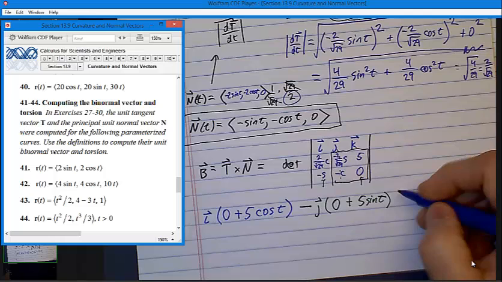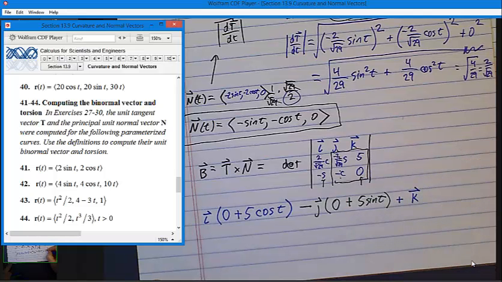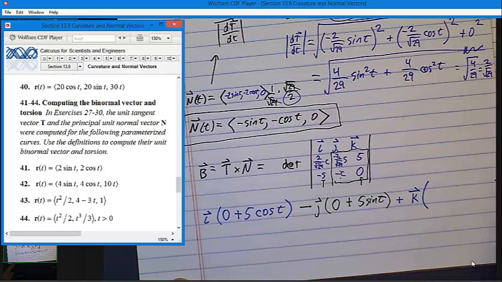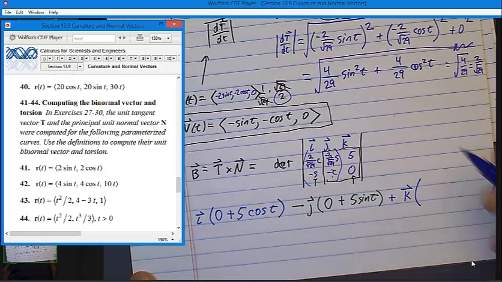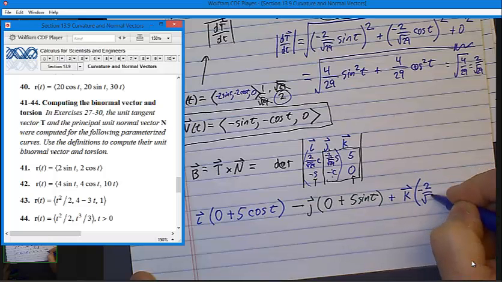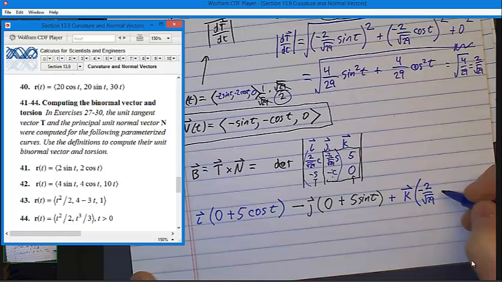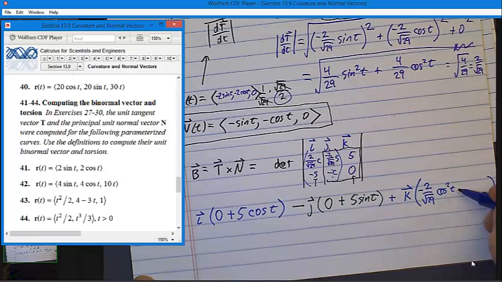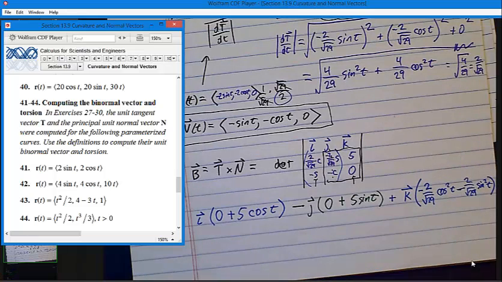And then we get a plus vector k times what? Well, here I have a little more work to do because I'm looking at this first submatrix here with the parentheses. So that would be negative 2 over the square root of 29 cosine squared t. And then it's funny because then you subtract, and so I have minus, minus, minus. So minus 2 over the square root of 29. And what's that give me? Sine squared t. Well, this is what I'm seeing.